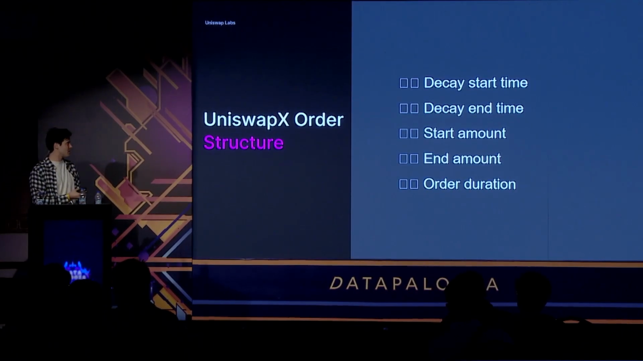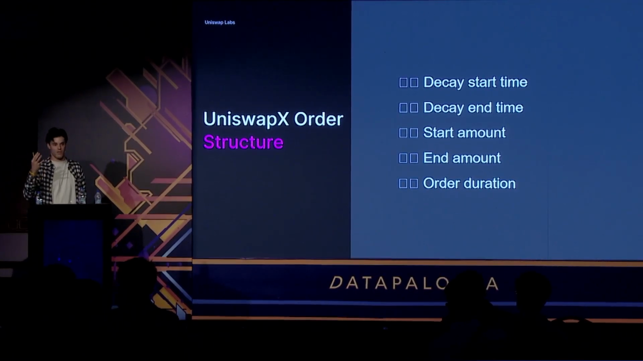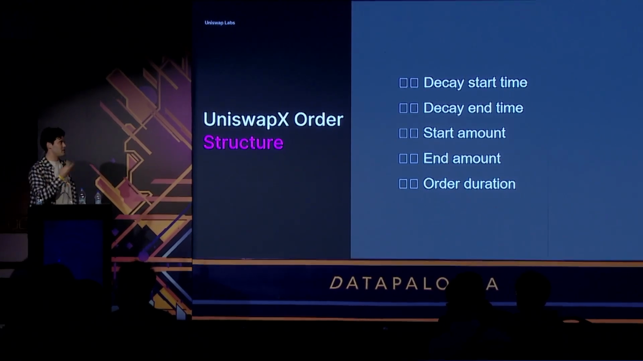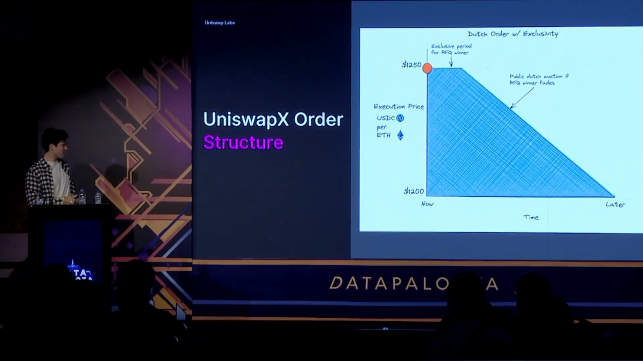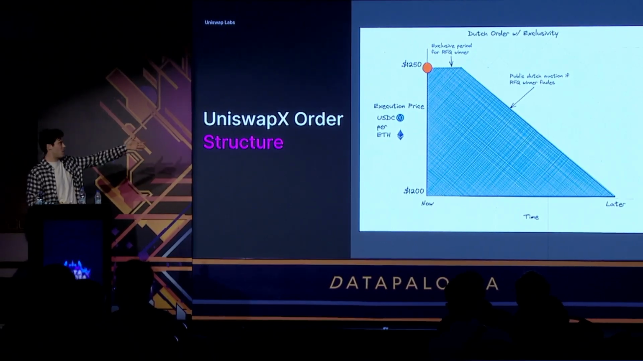But for UniswapX, we now have four different fields that we have to parameterize. We have a decay start time, an end time, a start amount, an end amount, and then a total valid order duration. We have all these fields because this is what the order looks like.